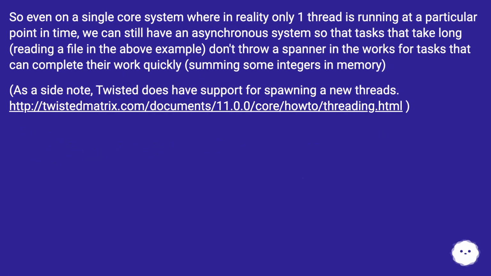So even on a single core system where in reality only one thread is running at a particular point in time, we can still have an asynchronous system so that tasks that take long, reading a file in the above example, don't throw a spanner in the works for tasks that can complete their work quickly, summing some integers in memory. As a side note, Twisted does have support for spawning new threads. See this URL.